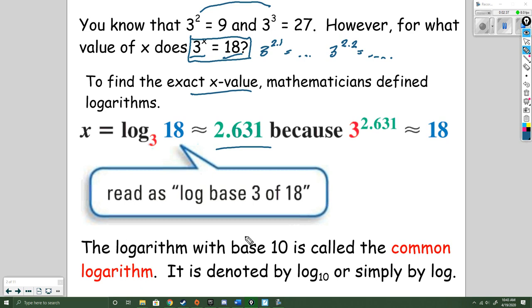A logarithm with base 10 is actually called a common logarithm. It's denoted by log base 10 or simply by log. When you look at your calculator and you look at the button that says log, that is our common logarithm, log base 10. Now, to figure out what all this means, we're going to go to the next step.